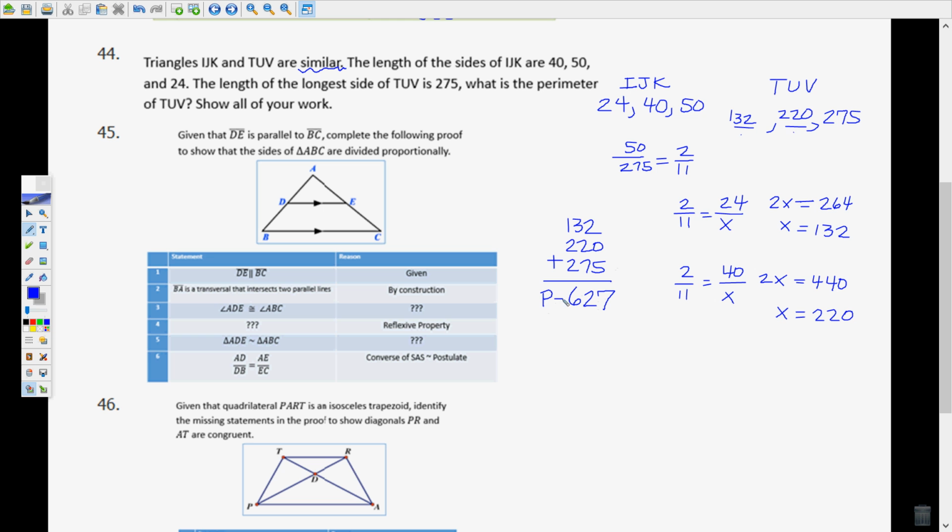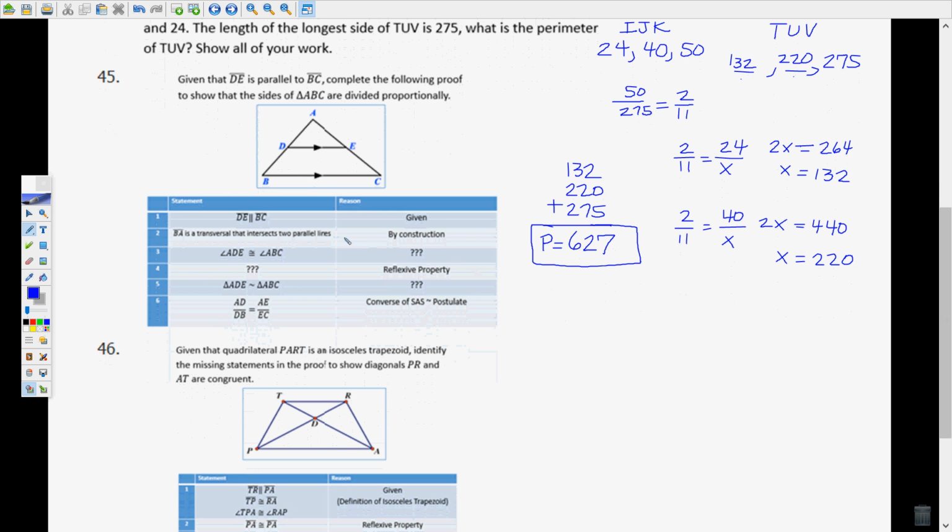So the perimeter is 627. And it doesn't give us a unit of measurement, so 627 units. That is number 44. All right, we're getting close.